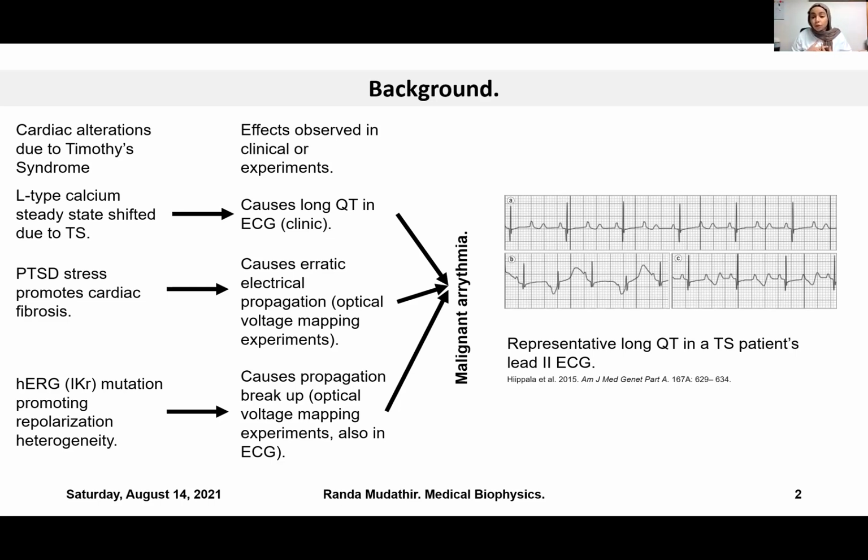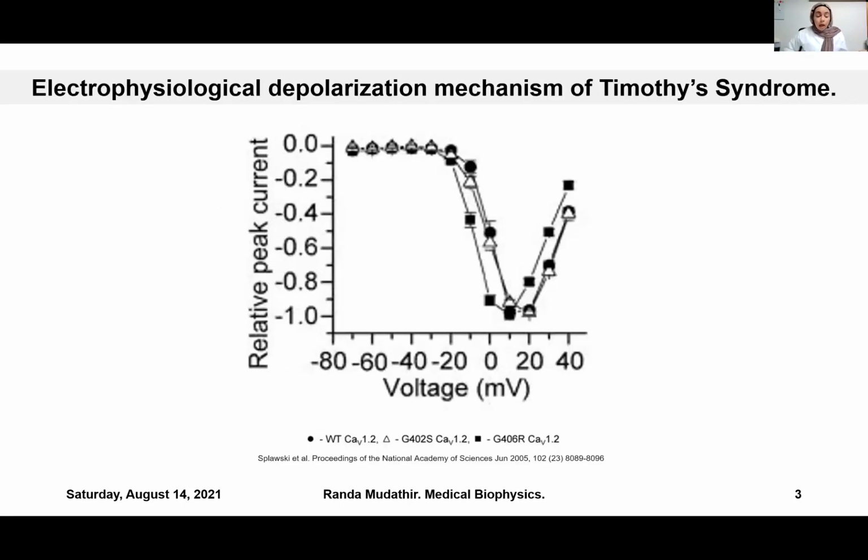Timothy syndrome also introduces mutations to IKR ion channels, which are potassium channels responsible for the repolarization mechanisms in the myocyte. Again, in clinical or experimental settings, this causes wave propagation breakup, and this could be observed in optical voltage mapping experiments, but also in the ECG pattern. Collectively, these three changes cause malignant arrhythmia that is often fatal to Timothy syndrome patients. First of all, I'm going to explain how the depolarization mechanisms are affected by Timothy syndrome.